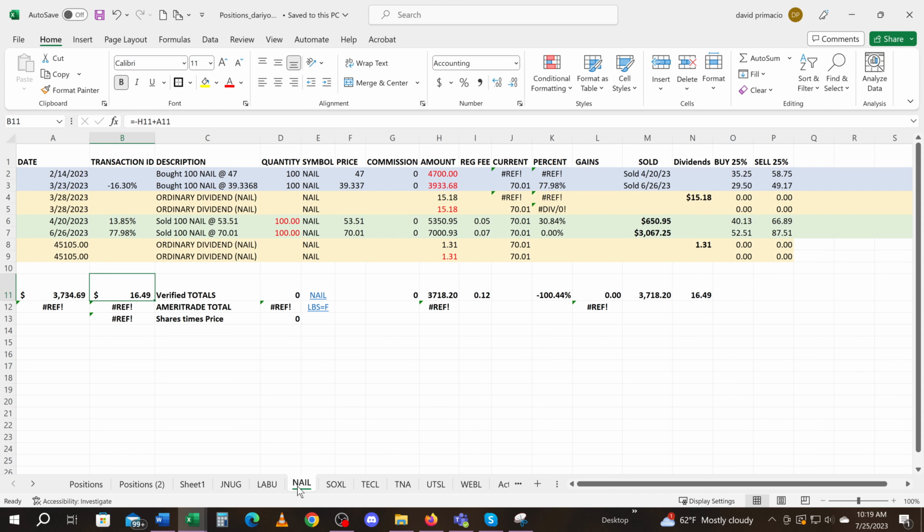We'll look at NAIL. This is one I would consider a mistake. Bought at 47, bought at 39, sold at 53, sold more at 70. I wasn't paying attention. I don't know what happened, but I never like to sell off everything. I always want to keep my foot in the game. I don't like to have less than 100 shares.